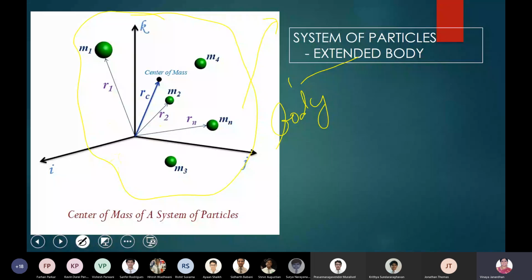We'll take them as particles here. So you have an extended body with n number of particles. Now, the masses of the particles are different. m1 does not necessarily have to be equal to the others, it can be different also. So all these particles have different masses and they are located at different positions with respect to the origin. Is this clear for an extended body?